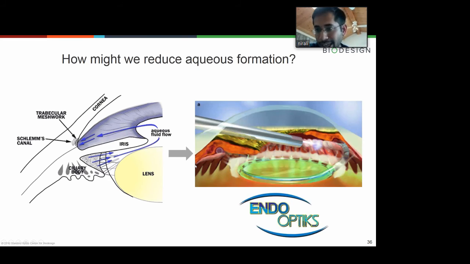So there's actually a company that tried to do this. They developed a laser device that destroyed this tissue here, or at least injured it, so that it made less fluid. And that reduction in fluid formation helped to lower the pressure inside the eye. That's this company. They had a whole technology developed for that.